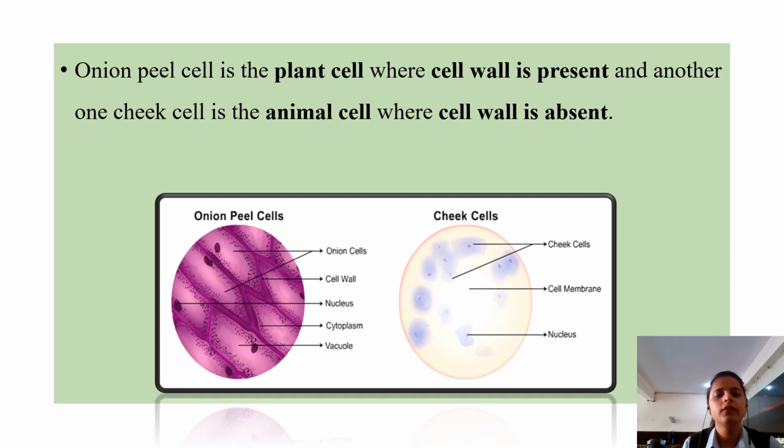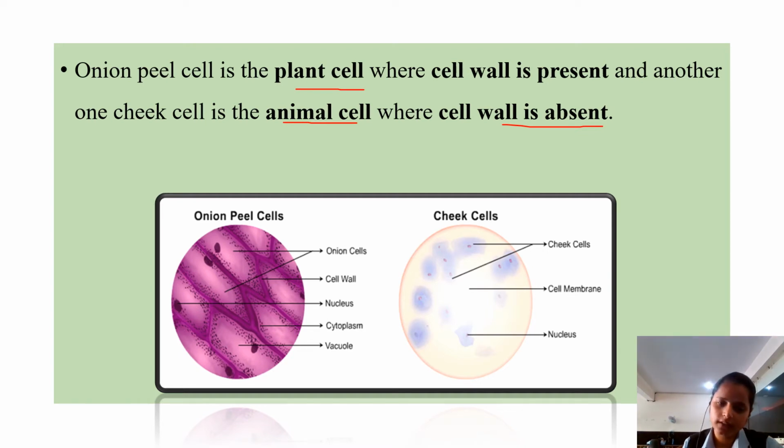Okay, so here I am having some points. The onion peel cell is the plant cell, where the cell wall is present, and another one, the cheek cell, is an animal cell. So cheek cells come under the animal cell, whereas the onion peel cell comes under the plant cell, where cell wall is absent. So we have seen that in plant cells, cell wall is present, but in animal cells, cell wall is absent.